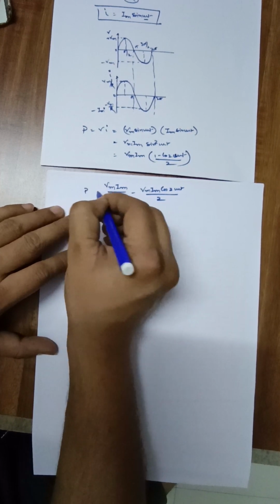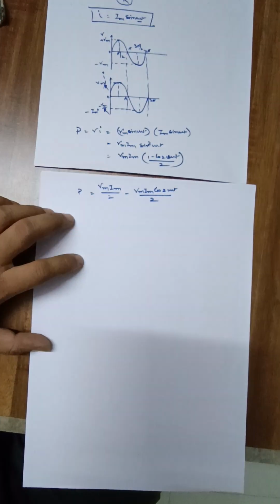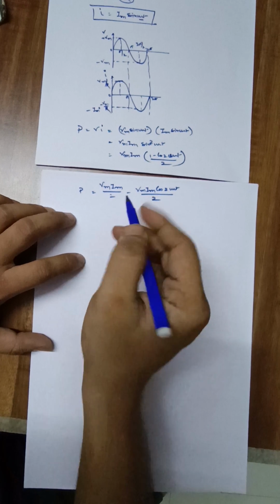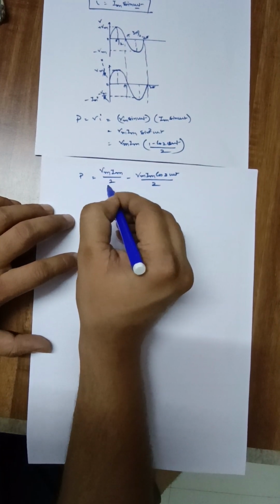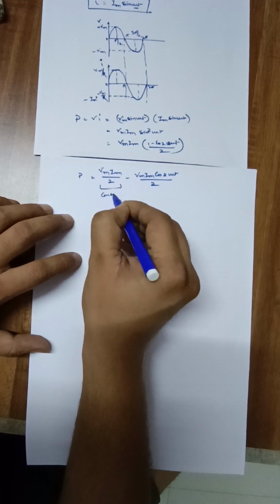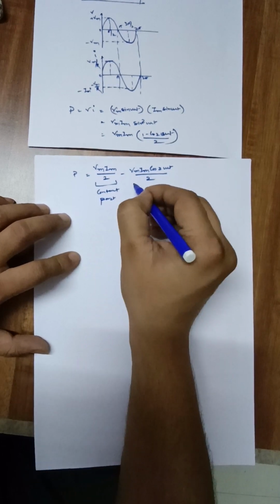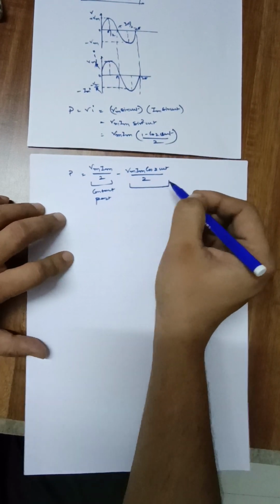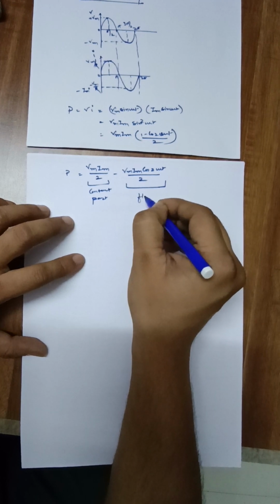Here we can see power is having two parts. One part is this constant part. And this part is fluctuating.